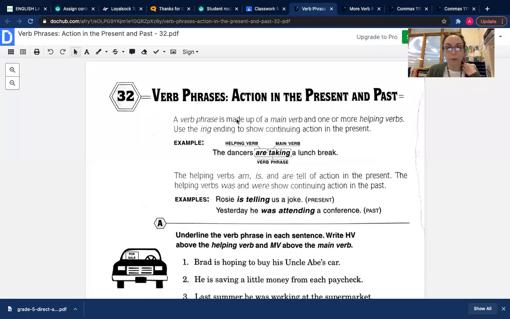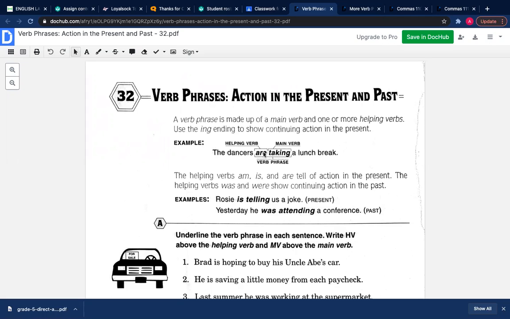Okay, so a verb phrase is made up of a main verb and one or more helping verbs. Use the ing ending to show that the continuing action is in the present. Okay, so the dancers are taking. The main verb is taking. Okay, the helping verb, the verb that's helping taking out, is are.